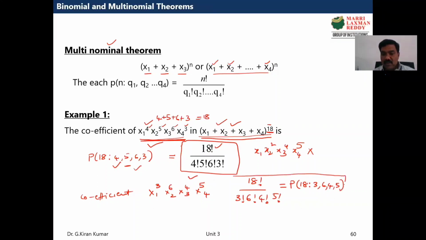Is it clear, guys, how to find the coefficient of a particular term in the multinomial expansion? First of all, before finding the coefficient, you should check whether that term is actually present in this multinomial expansion or not. That we already discussed. To check, the sum of the powers should be equal to the actual power of the expansion. Once it is fine, then you can easily calculate the coefficient of that.